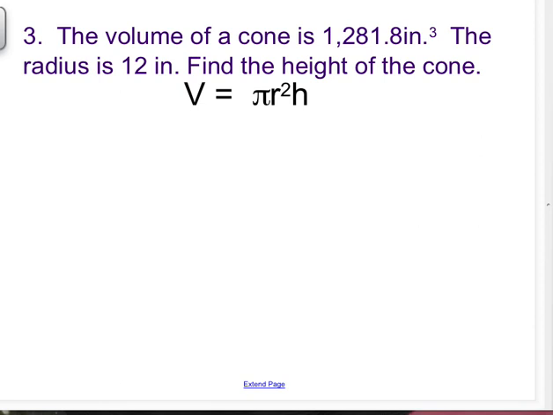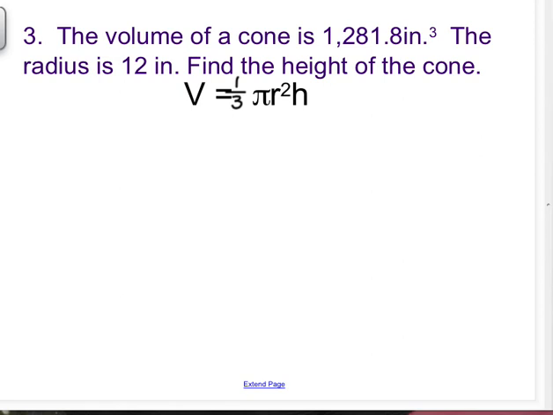Number 3 says the volume of a cone is 1,281.8 inches to the 3rd power. The radius is 12 inches. Find the height of the cone. Oh, okay. Hey, I'm missing a fraction in my formula. I just realized it must not have copied. It's missing the 1/3. I better sneak that in there. Holy cow. All right. So there's your formula.